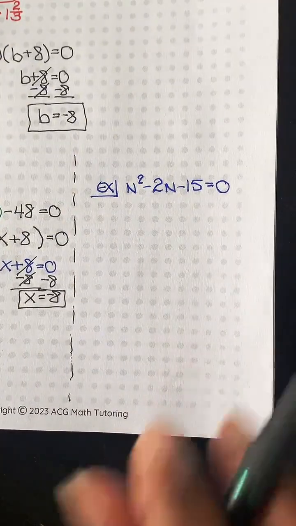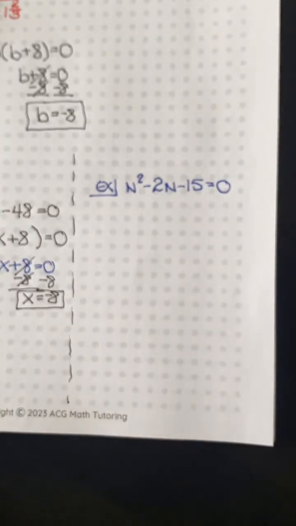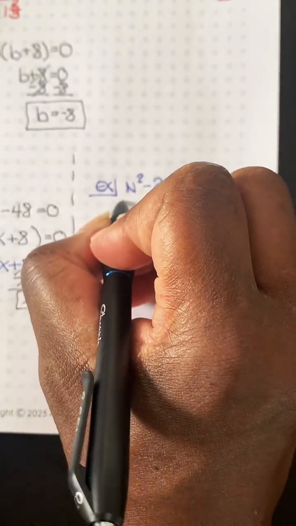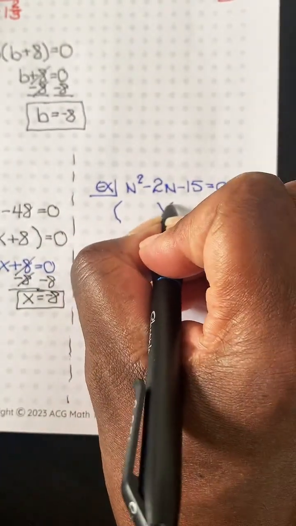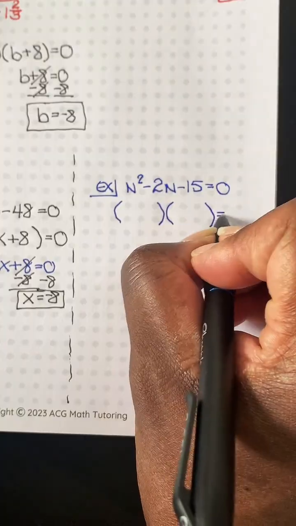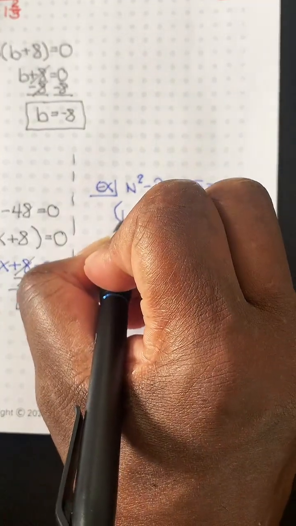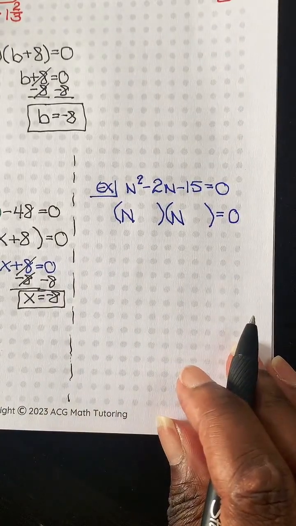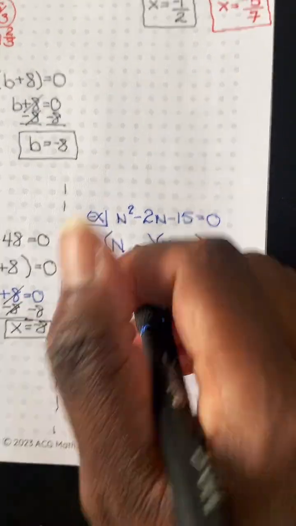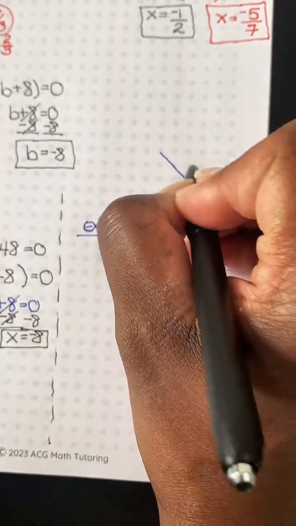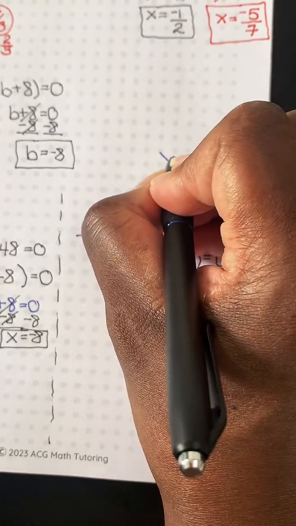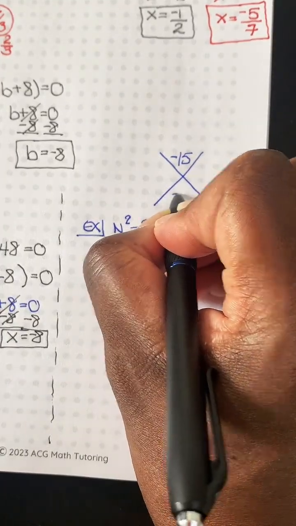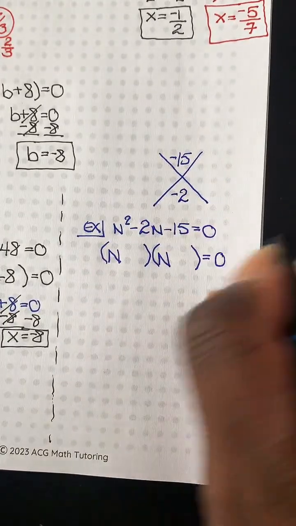All right, so right away, we have my leading coefficient is 1, so that means I can split automatically into 2 parentheses. I'm going to split my n's. There's an n there, there's an n there. So now we need to think what 2 numbers multiplied together will give me my negative 15 and add together to give me my negative 2.